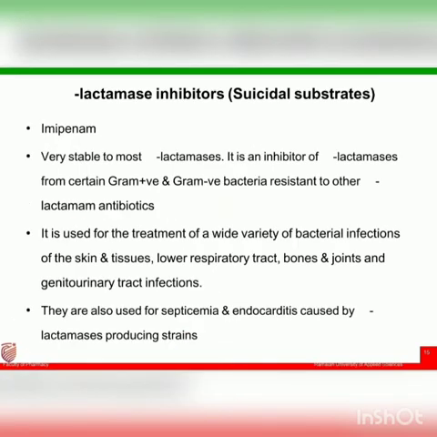Now we will see imipenem. It is very stable to most beta-lactamases. It is an inhibitor of beta-lactamase from certain gram-positive and gram-negative bacteria resistant to other beta-lactam antibiotics. It is used for the treatment of a wide variety of bacterial infections of the skin and tissues, lower respiratory tract, bone and joints, and genitourinary tract infection. They are also used for septicemia and endocarditis caused by beta-lactamase producing strains.